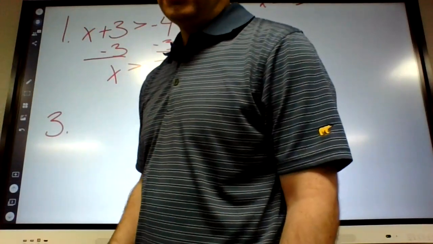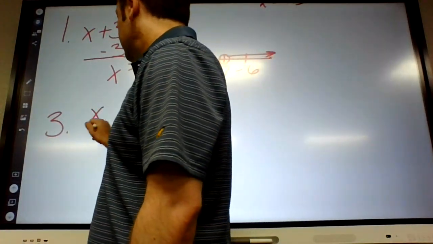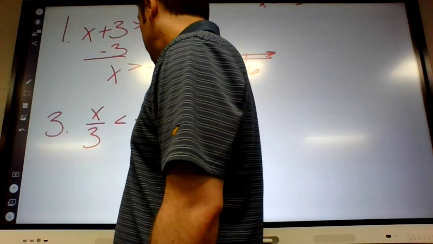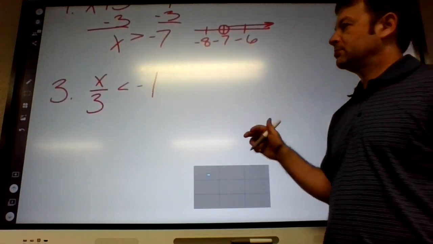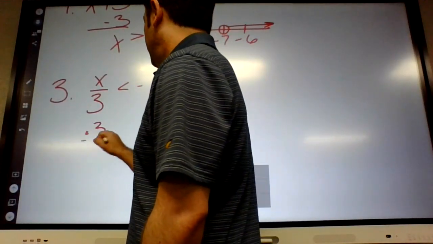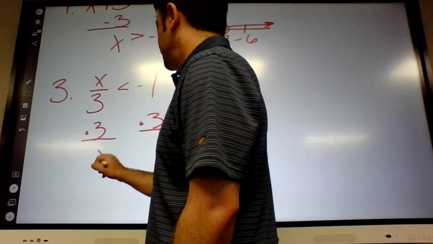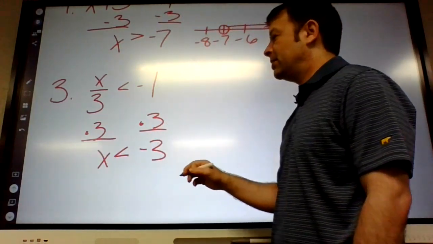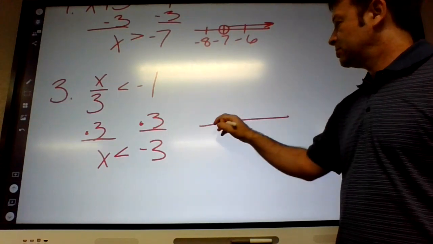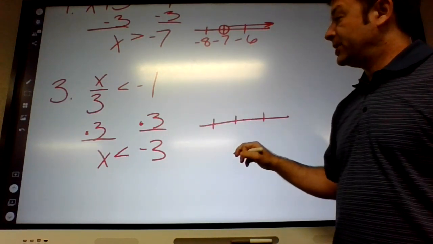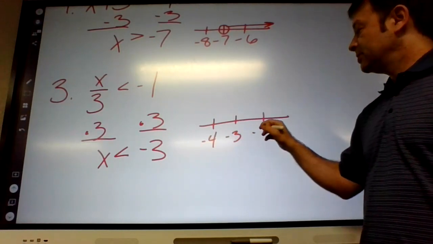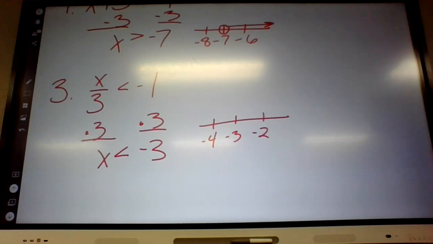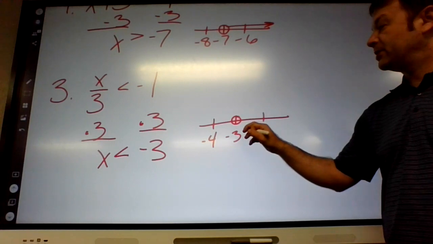Alright, number 3. Manny, what should we do on this one? We should multiply by 3. Multiply by 3. Is the inequality going to switch? No, it is not. So the answer is x is less than negative 3, so my little graph there. So should the circle be open or closed? And am I going left or right? Left.